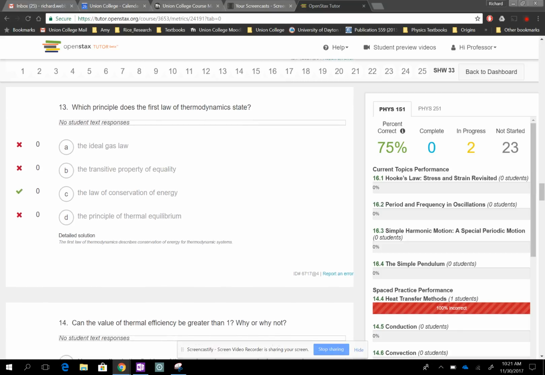First law of thermodynamics. I'm not going to copy and paste this because there's no work for it. Which principle does the first law of thermodynamics state? So just tell me the first law. That the internal energy, which is delta U, equals the Q in minus the work out.